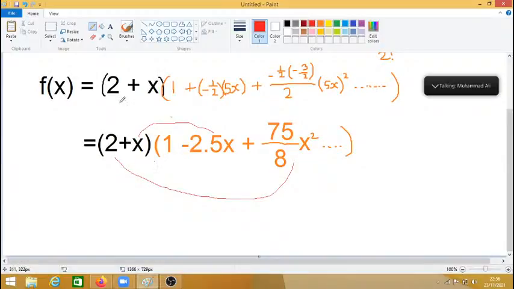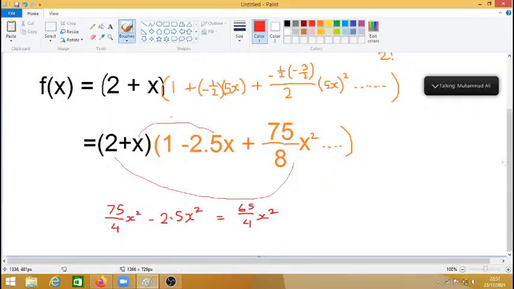So let's multiply that out. 2 times 75 over 8x squared becomes 75 over 4x squared. And then the x times the minus 2.5x would become minus 2.5x squared. And if you just simplify that, then you'll end up with 65 over 4x squared. So there is your x squared term. Okay, hopefully that was easy to follow.